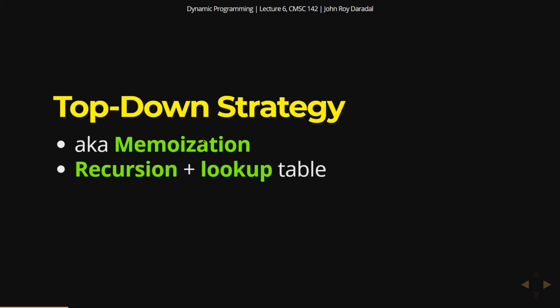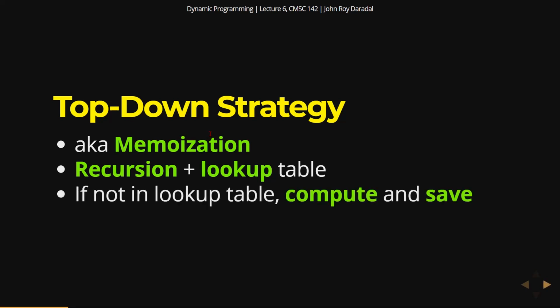The second approach, the top-down strategy, is also known as memoization, and yes, that's not a typo, it's really memoization, not memorization. It is a combination of recursion plus a lookup table. So we'll still use recursion, but we will add a table together with it. First, let's check the lookup table. If it's not there, then we will do recursion to compute it, and then we'll save it in the lookup table, so that next time when we have to find it again, it's already saved in the lookup table.